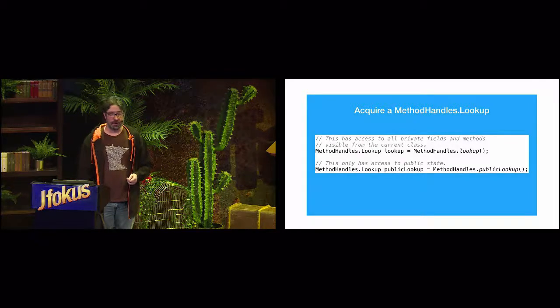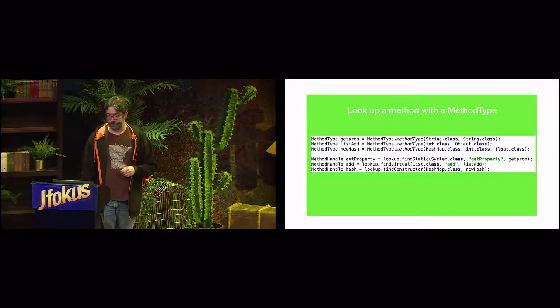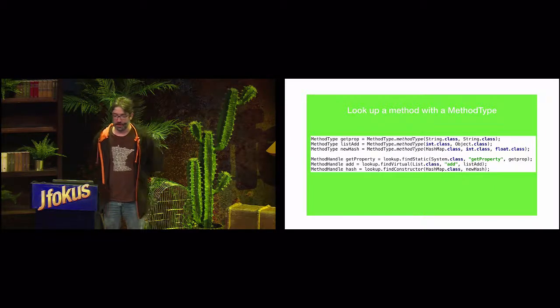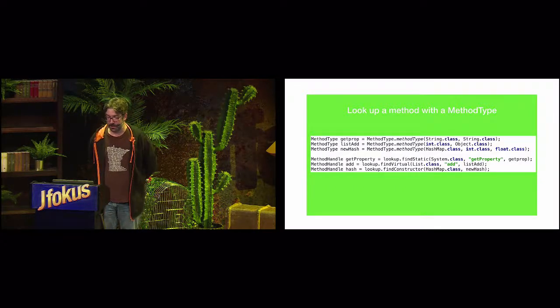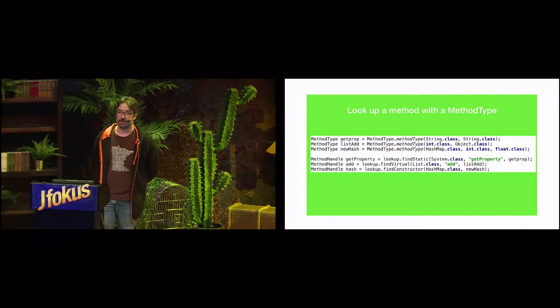So once we have our lookup object, we can go grab some method references here. Here we have 3 different method types and 3 different ways of looking up methods. The first method is the getProperty call on the system class. That's find static to get it, just a static method. The second one, the add method on a list. And we've got the signature for the list there, taking an object and returning int. And we find virtual because it's a method on a particular instance.